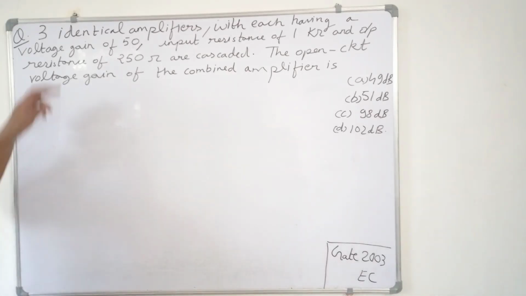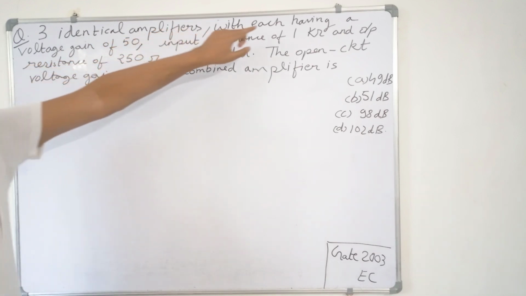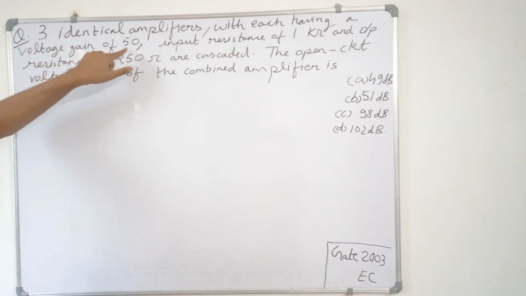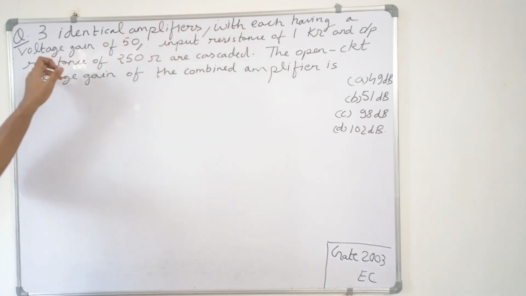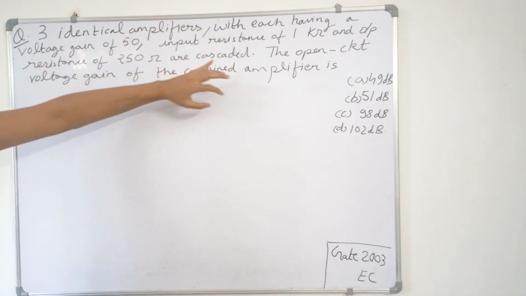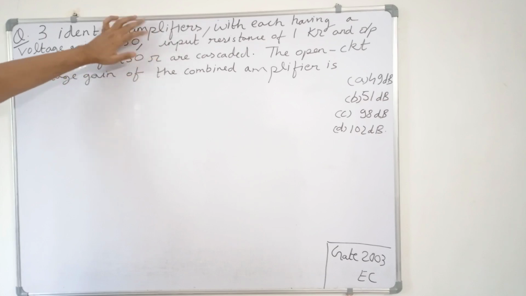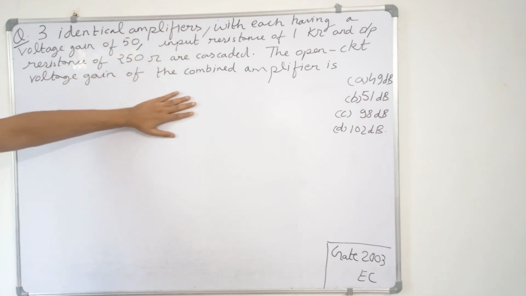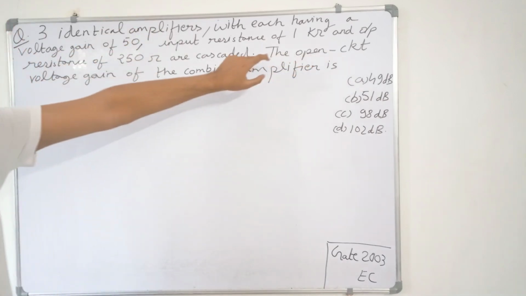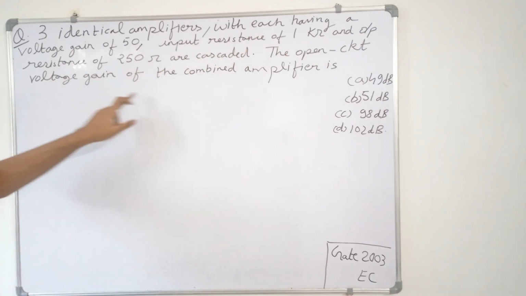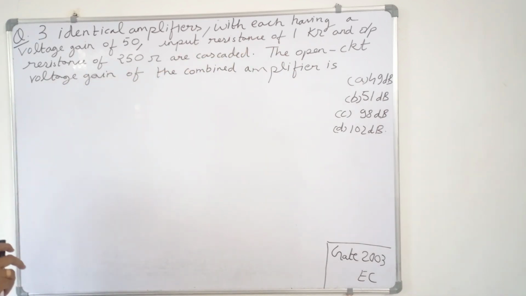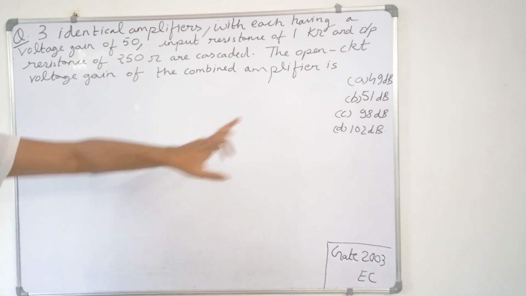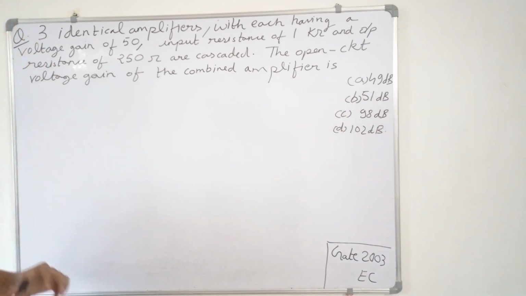Welcome. We are solving a question from GATE 2003 electronics branch. It says that three identical amplifiers, each having a voltage gain of 50, input resistance of 1 kilo ohm and output resistance of 250 ohm, are cascaded. We have to calculate the open circuit voltage gain of the combined amplifiers. These options were given.